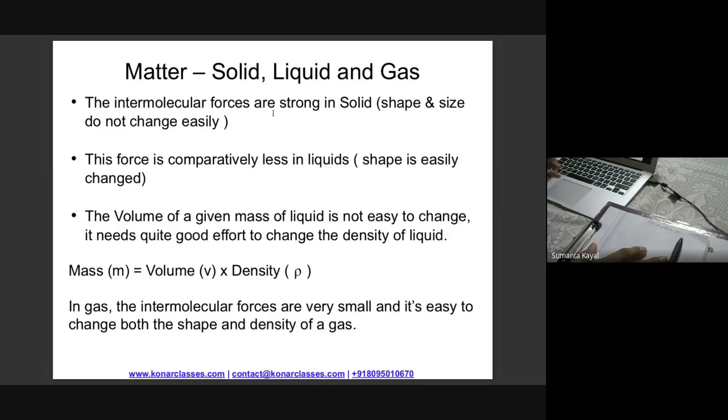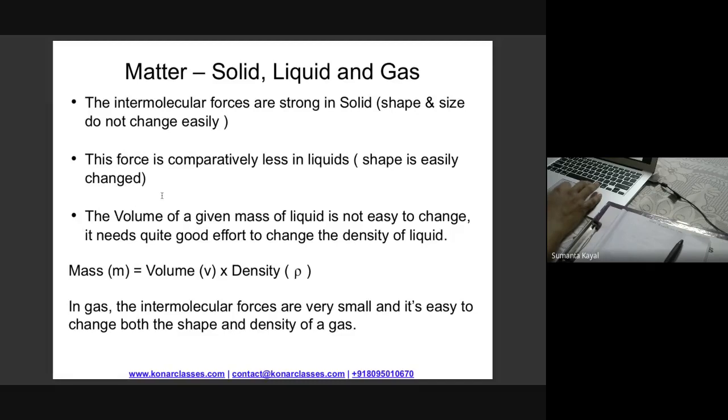When we say strong, we always have to measure or compare. Unless we put a mathematical expression, that statement doesn't complete. So strong compared to the intermolecular forces of liquid, and when it goes to gas, it is very, very less. So this is a very broad understanding. Slowly I am moving from very common understanding to scientific analysis and scientific knowledge on that particular topic.